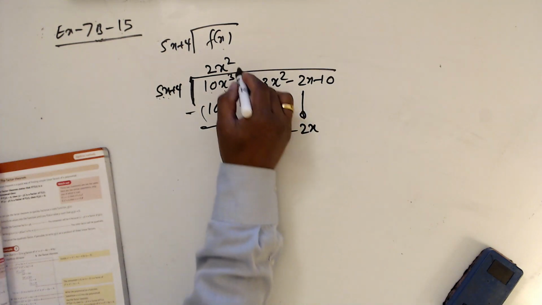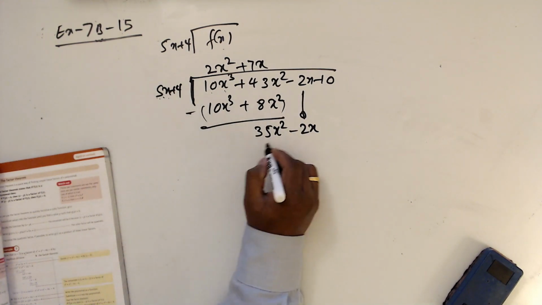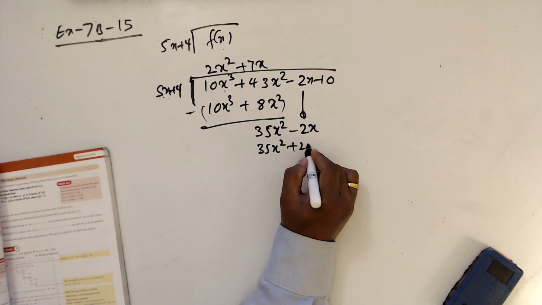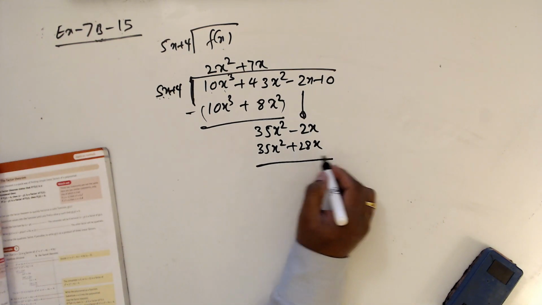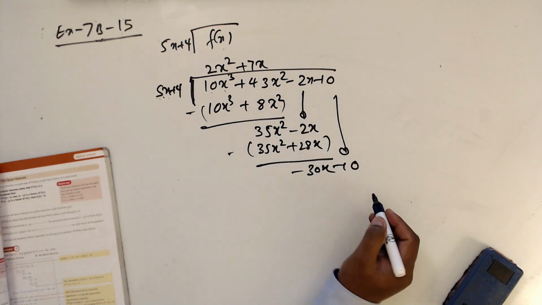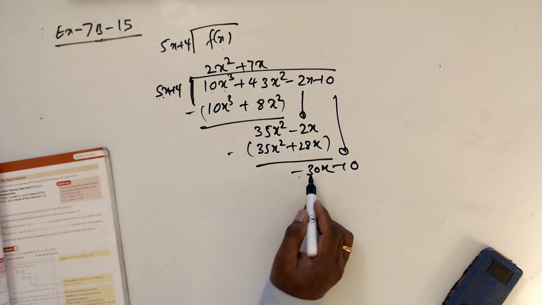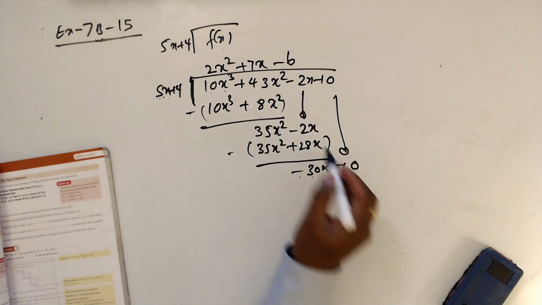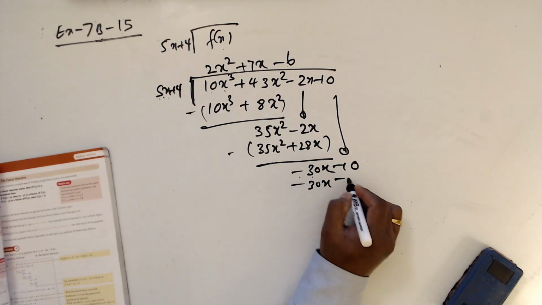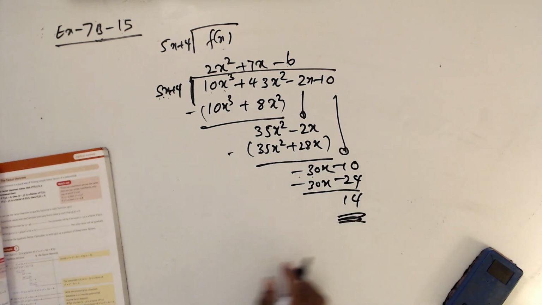35 divided by 5, 7, and x square divided by x, then this is going to be 7 times 5x, 35x square, 7 times 4, 28, plus 28x, and we want to minus this one, this is minus 30x, then bring down minus 10, then this has to be minus 30 divided by 5, minus 6, and x divided by x is 1, then minus 6, this is 30x, this is minus 24, then this is going to be plus 14, the remainder is 14.